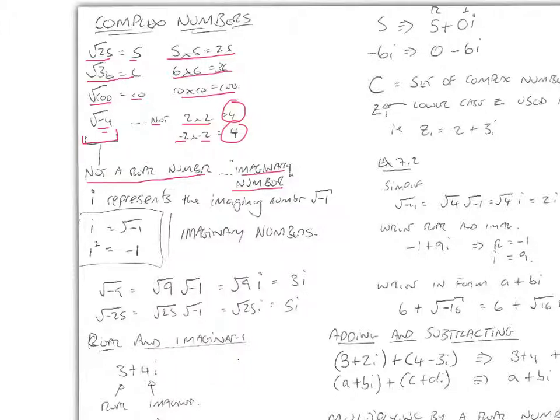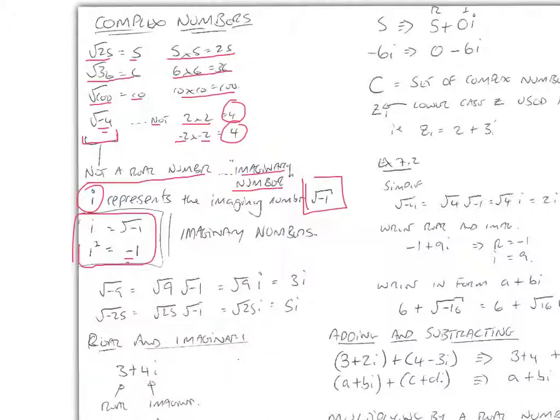Okay, and in complex numbers and in maths, we use the letter i, small i, to represent the number that is equal to the square root of minus 1. And we further go on to say that if we were to multiply the square root of minus 1 by the square root of minus 1, in other words i squared, then that's equal to minus 1.